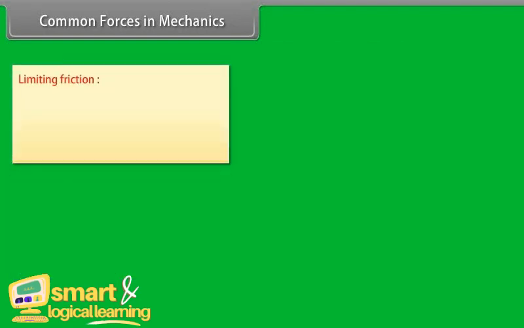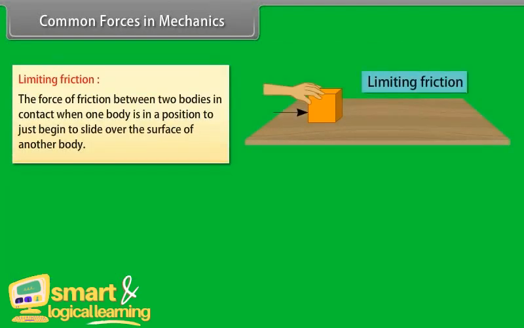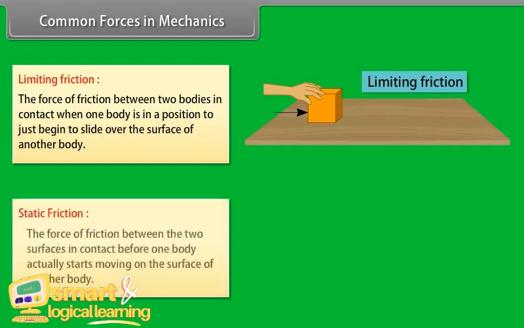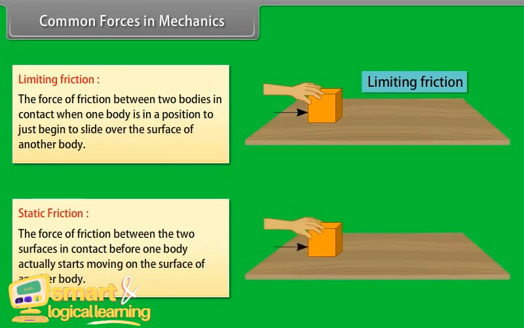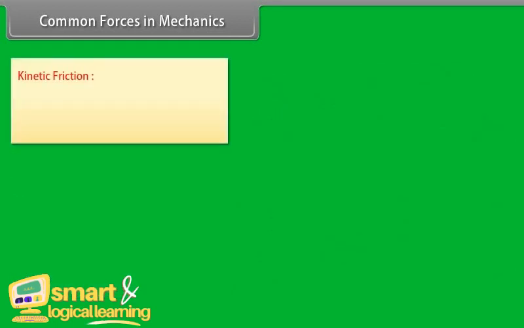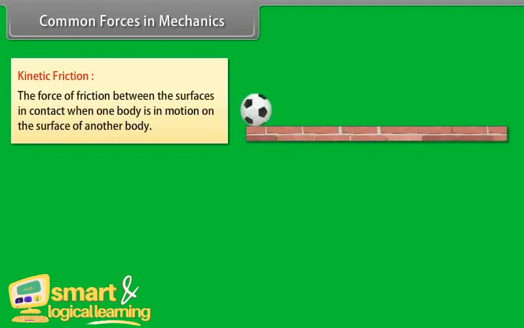Limiting friction. The force of friction between 2 bodies in contact when one body is in a position to just begin to slide over the surface of another body. Static friction. The force of friction between 2 surfaces in contact before one body actually starts moving on the surface of another body. Kinetic friction. The force of friction between the surfaces in contact when one body is in motion on the surface of another body.